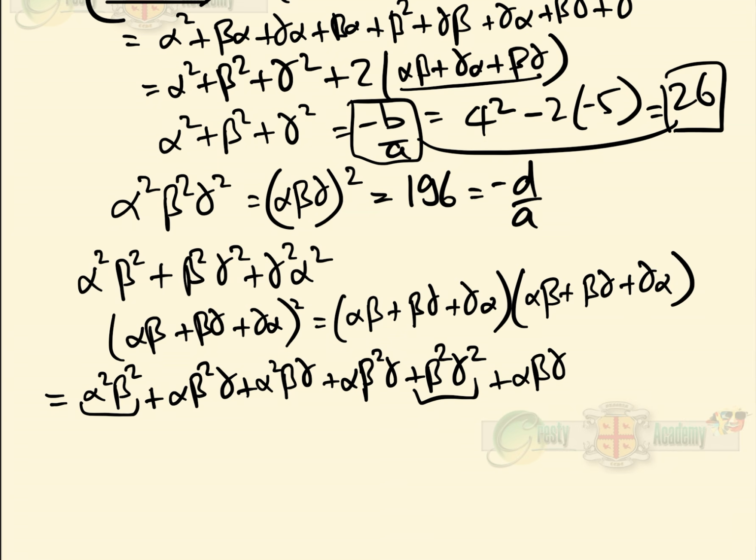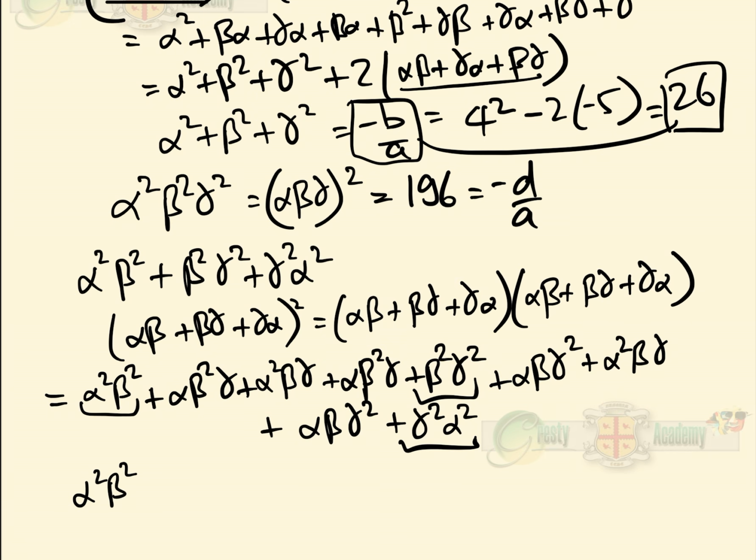Add alpha beta gamma squared, add alpha squared beta gamma, add alpha beta gamma squared, add gamma squared alpha squared, and that's the third one. And so basically now, just tidying it all up, we have that alpha squared beta squared add beta squared gamma squared add gamma squared alpha squared is equal to, what was it that we were expanding?